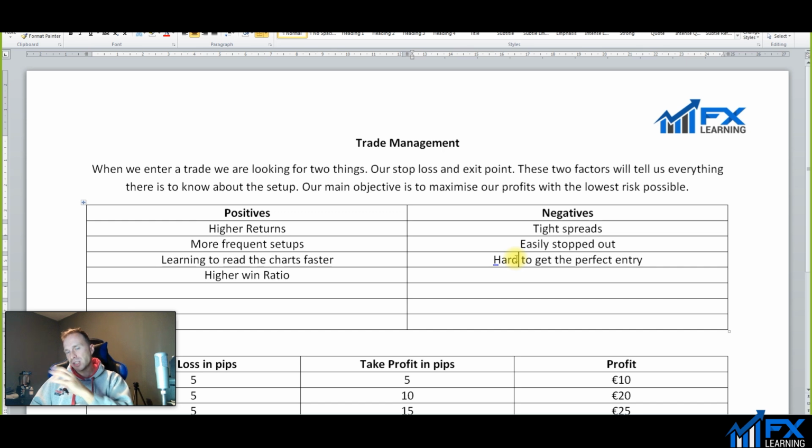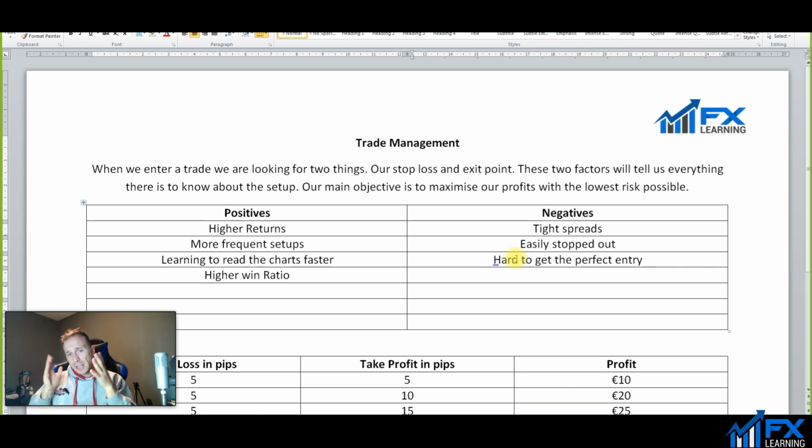Now, the positives to 5 pip trading is higher returns. I'll go over that in a minute. More frequent setups. Because we're trading the lower time frames, we're going to get more setups more frequently. Like I said, the market is moving 5 pips every single minute of the day, so I'm going to be getting a lot of setups.